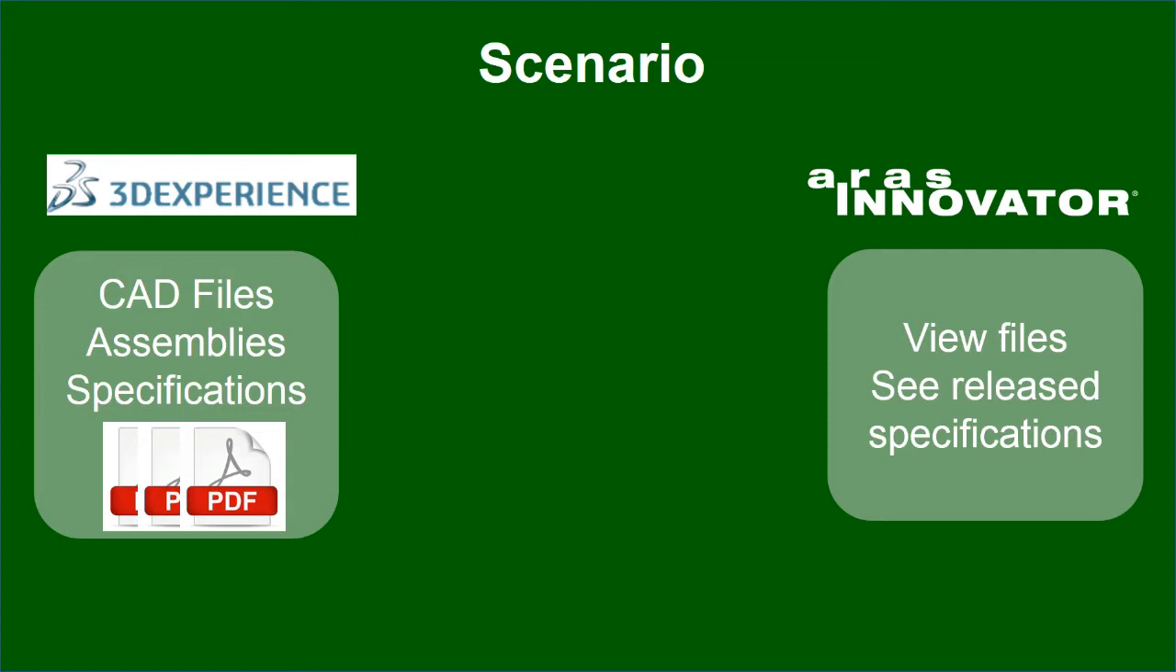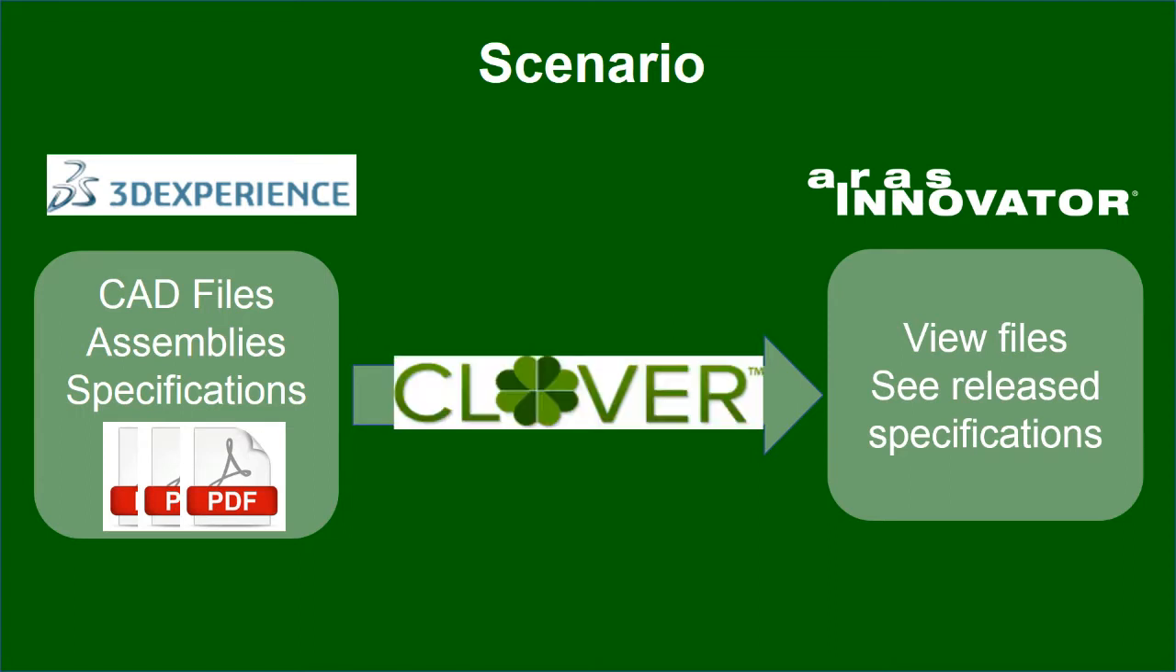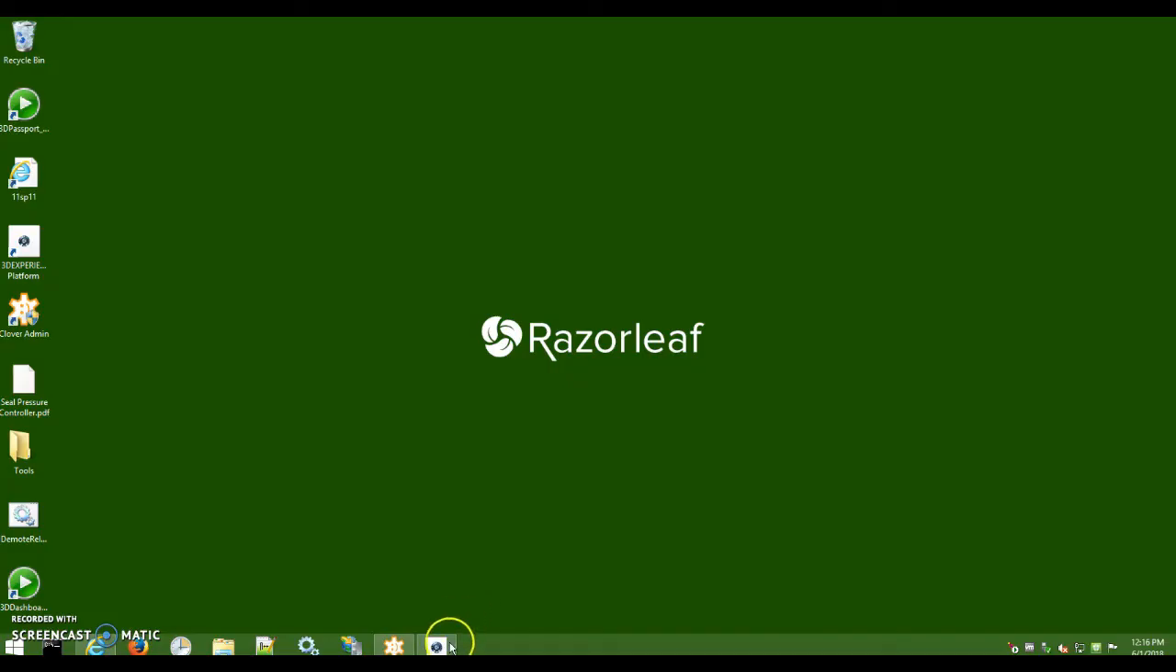So when one of these designers takes a particular CAD file and releases that CAD file, we want to take the associated specification and copy it over into Aras Innovator. This happens using the Clover integration framework from Razorleaf. Clover sits in between these two platforms and facilitates the communication between them. So before we begin, let's just take a quick look at our environment and see what we have.